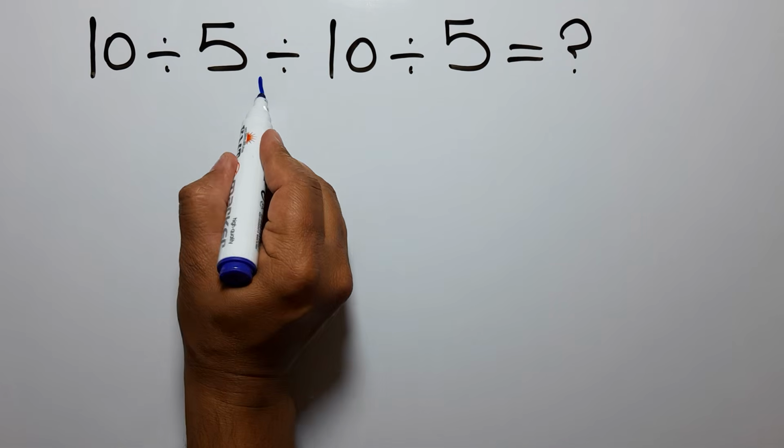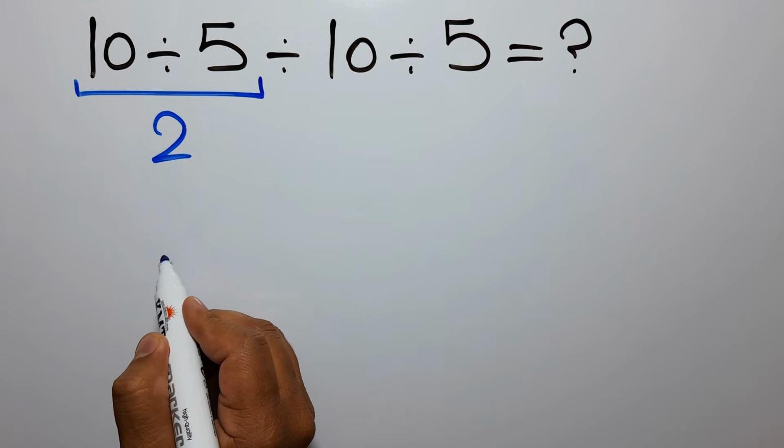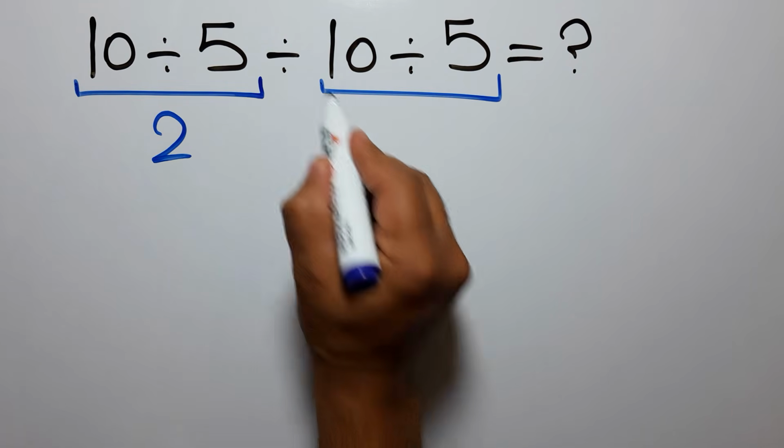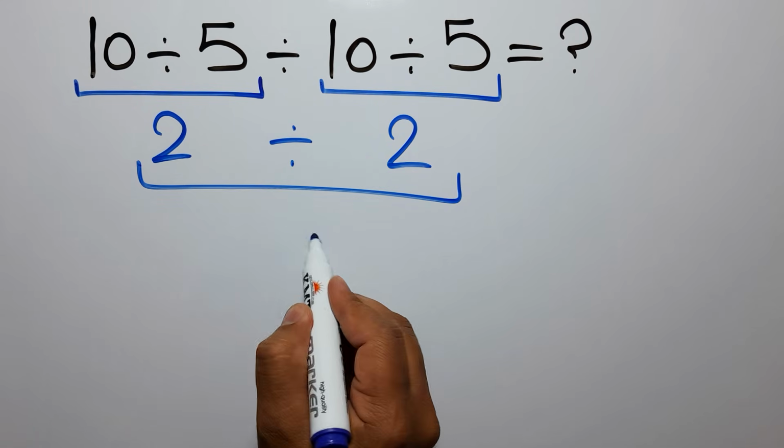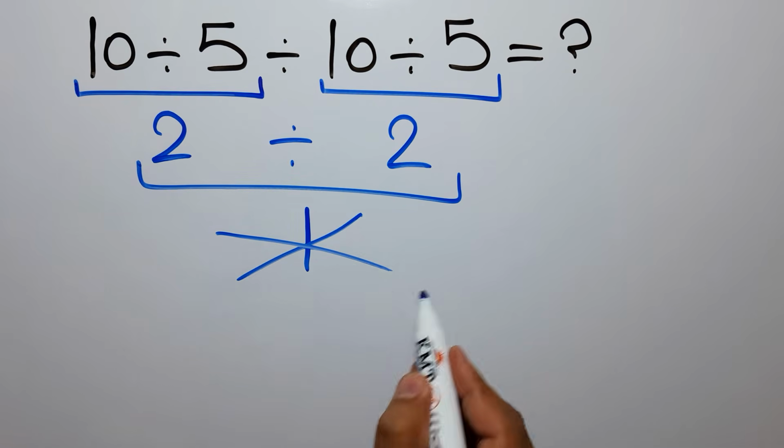10 divided by 5 gives us 2. And again here we have 10 divided by 5. So 2 divided by 2 is just 1. But this answer is not correct.